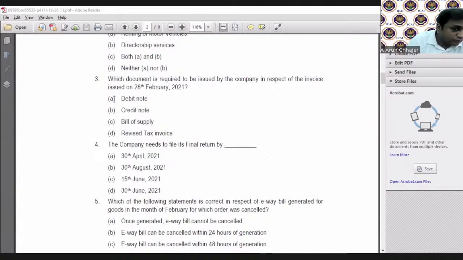Debit note, credit note, bill of supply, revised tax invoice. The answer would be credit note. Absolutely correct.